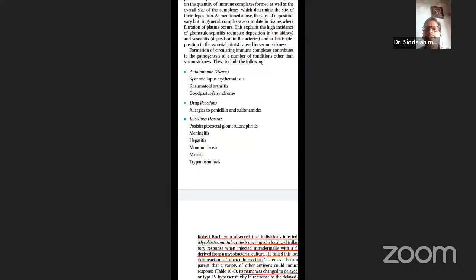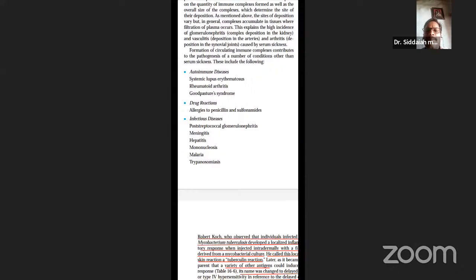Autoimmune diseases are also a topic for us. We will discuss these diseases there. Just remember the names; these are also examples of the third type of reaction: rheumatoid arthritis, Goodpasture syndrome, systemic lupus erythematosus. These three are called autoimmune diseases.